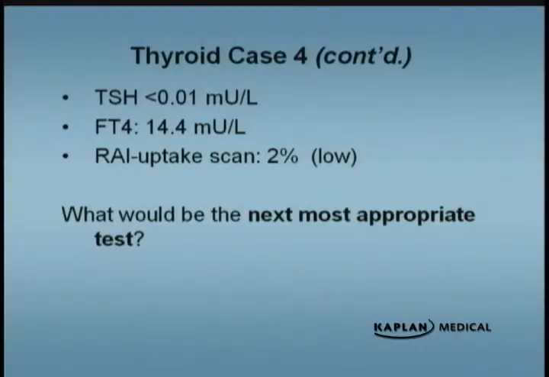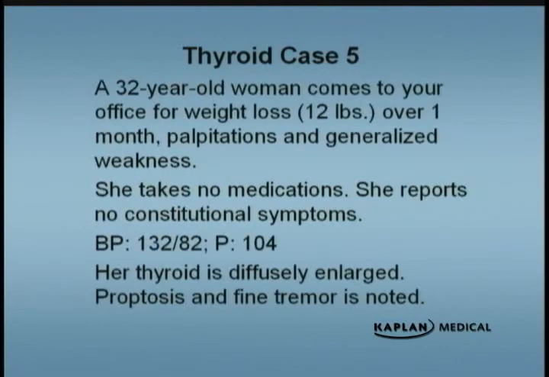So the next appropriate test here would be thyroglobulin. If this is exogenous, the thyroglobulin levels here would be low, despite the elevated free T4. So this would tell you that this is exogenous thyroid hormone. It's not endogenous. If this were endogenous, both the free T4 and the thyroglobulin levels would be elevated at the same time.